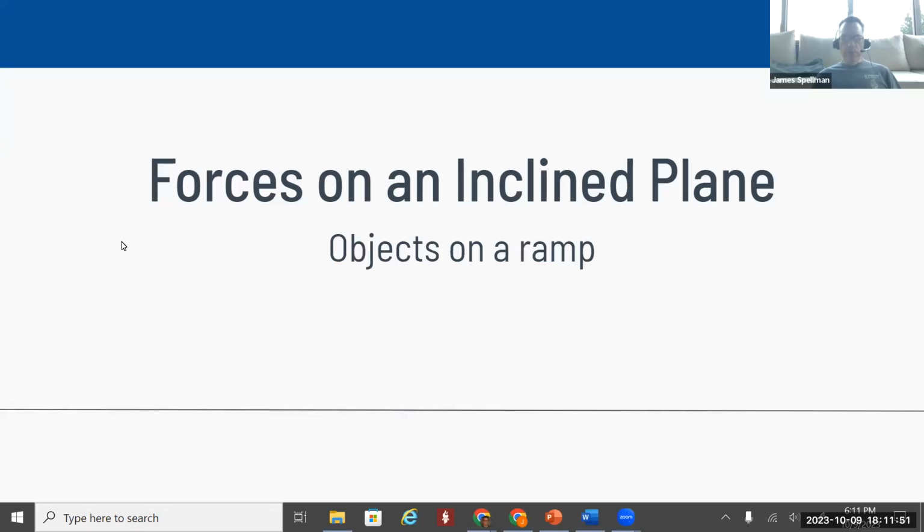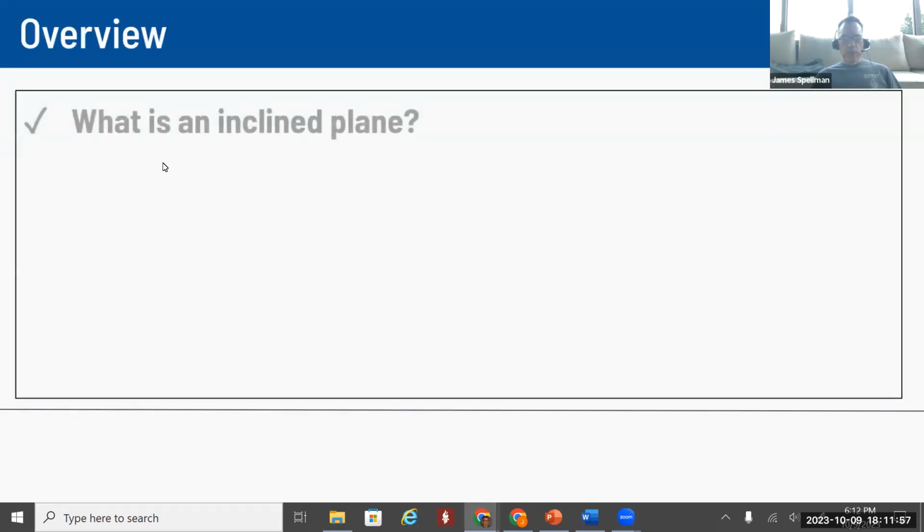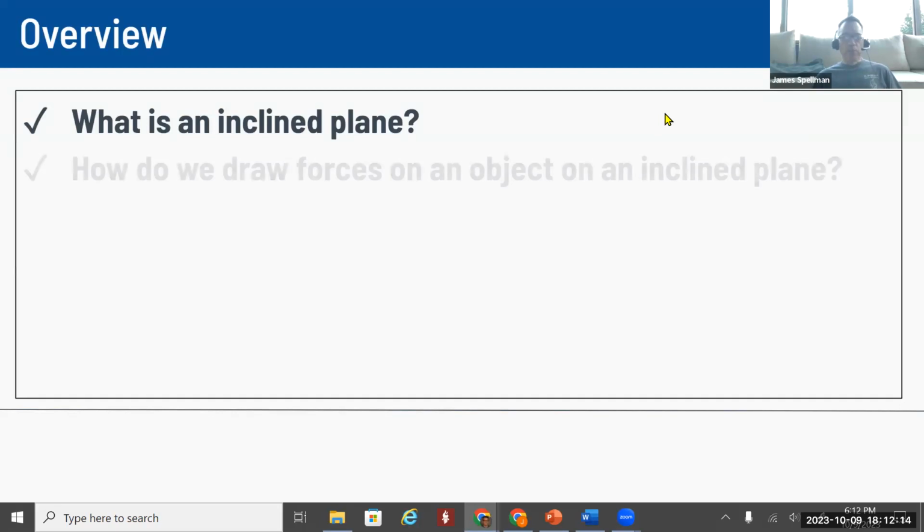All right, let's hit some forces on an inclined plane, which is talking about objects on a ramp. So we've got a few questions we'll try to get through with this. As you take some notes, I would encourage you to make sure that you're answering these questions and give yourself enough information so that if you saw these questions again somewhere, you would kind of know what to refer to. So we're looking at just basically, what's an inclined plane again, if you've forgotten.